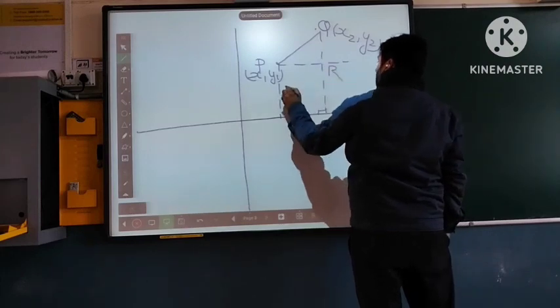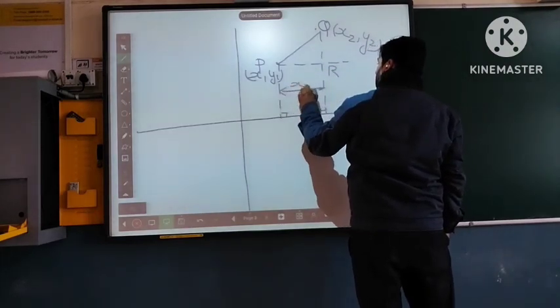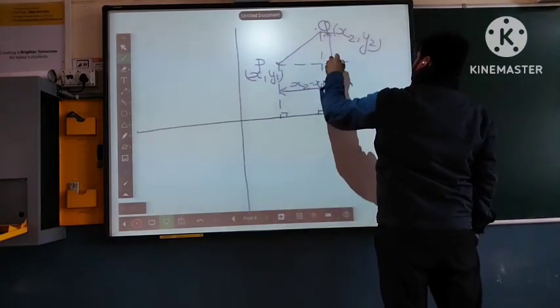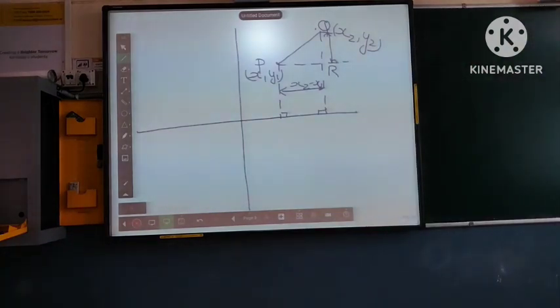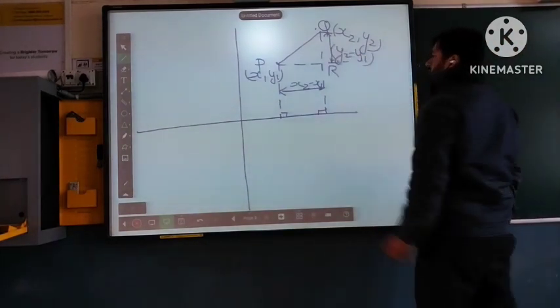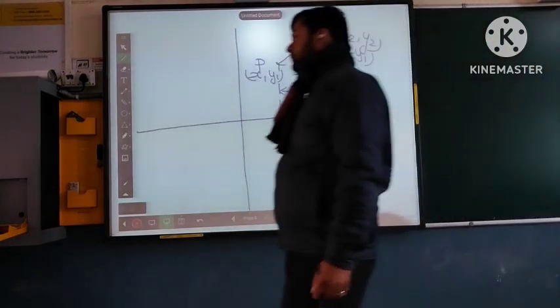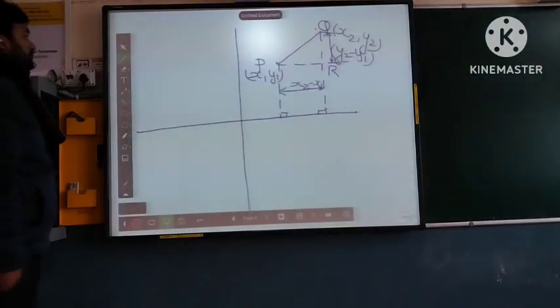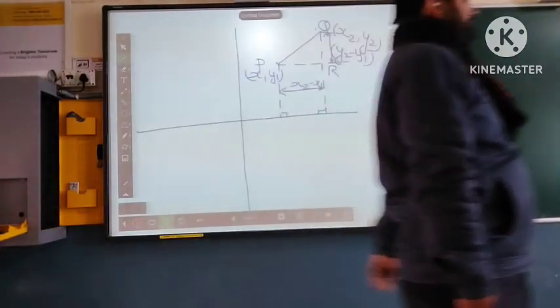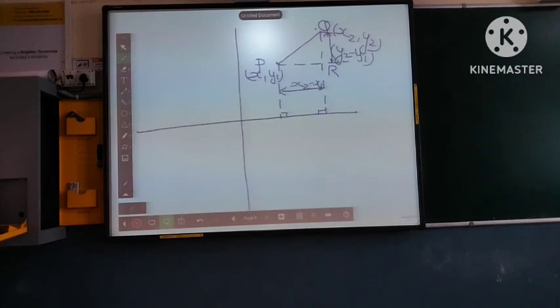And now what will be this distance? x2 minus x1, that is PR. And what will be QR? QR will be y2 minus y1. Now see, since a right angle triangle is formed, you can clearly know that the Pythagoras theorem is used here. So that's how the distance formula comes.